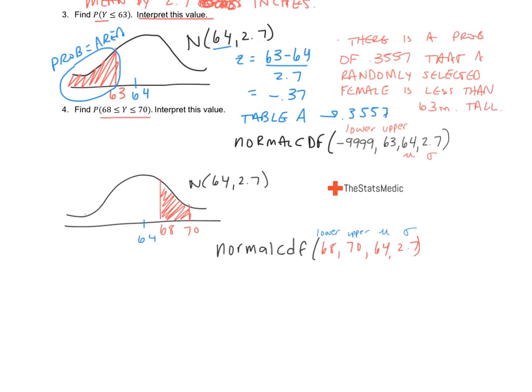And when you find that value, you interpret it as, and you would say something like this. There's a certain probability. So, if you used your z-score, what you'd get is 0.0562, so about a 5.6% chance. That's from table A, and they would accept either the table A answer on the AP test, or they would accept your calculator answer. But there's about a 5% chance that a randomly selected female is between 68 and 70 inches tall. So important things here. Make sure you've got that lower and upper, mean and standard deviation labeled.